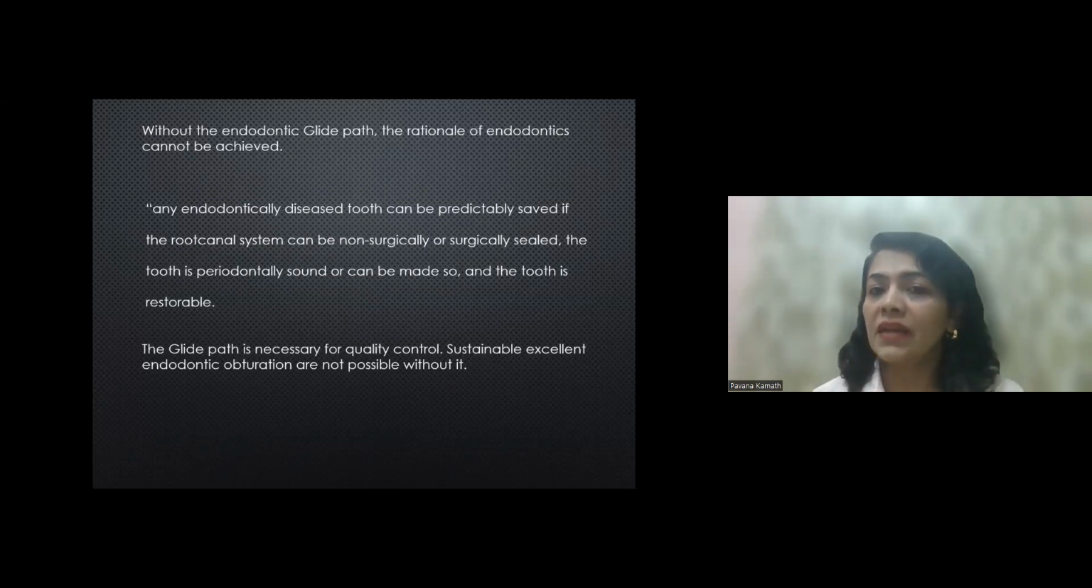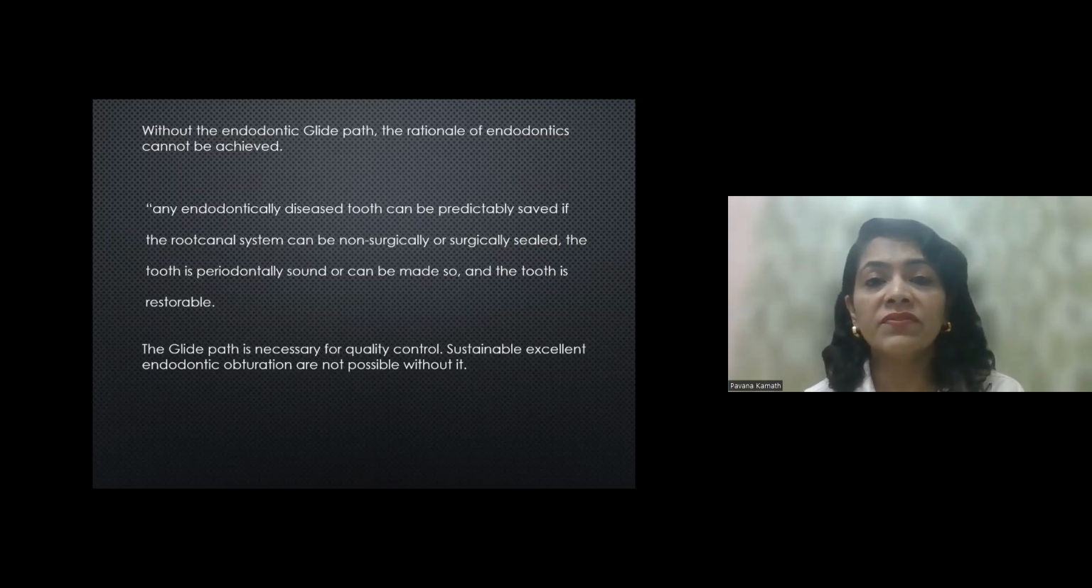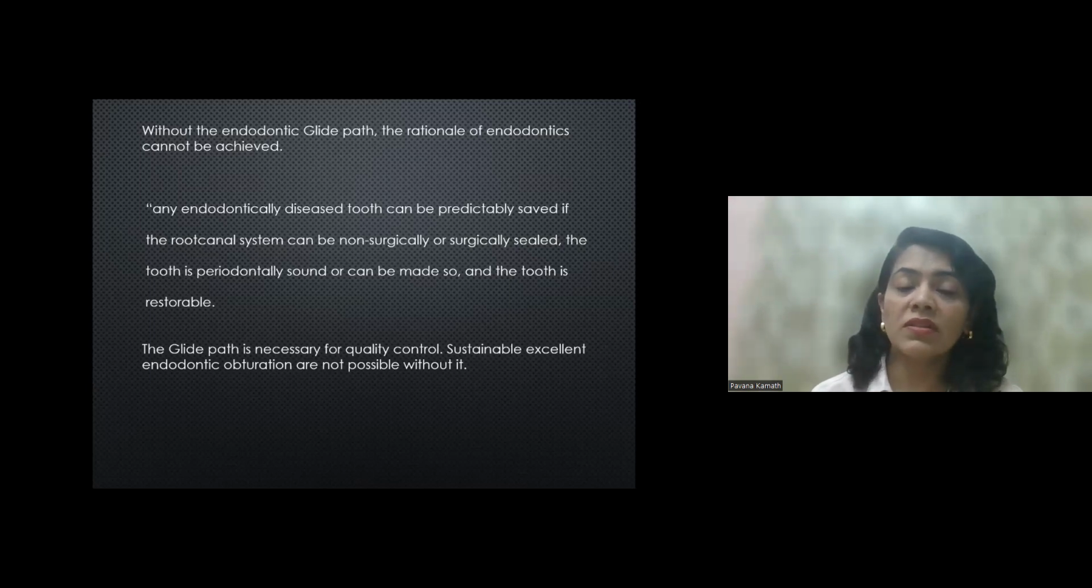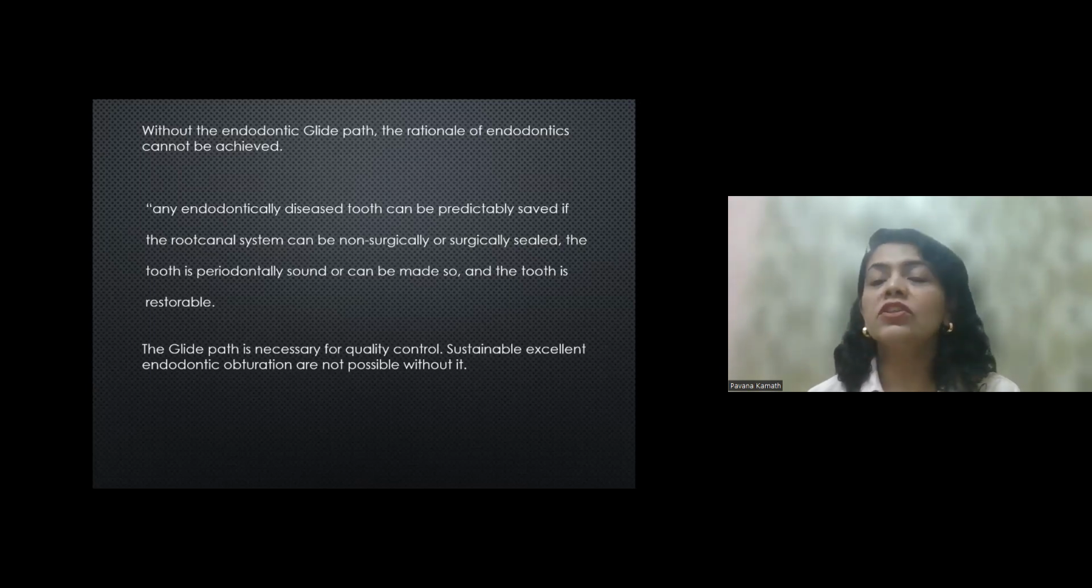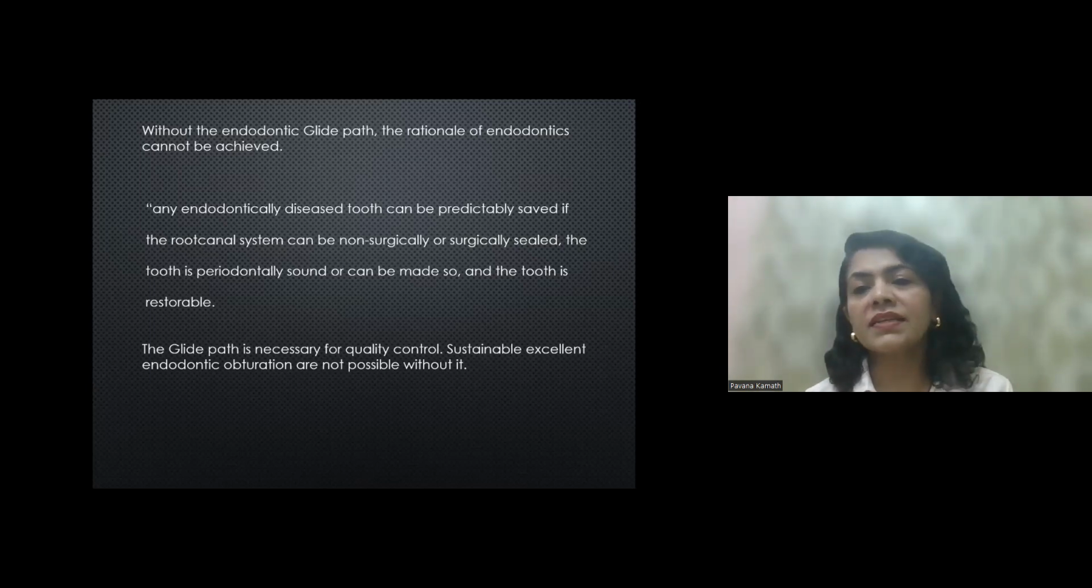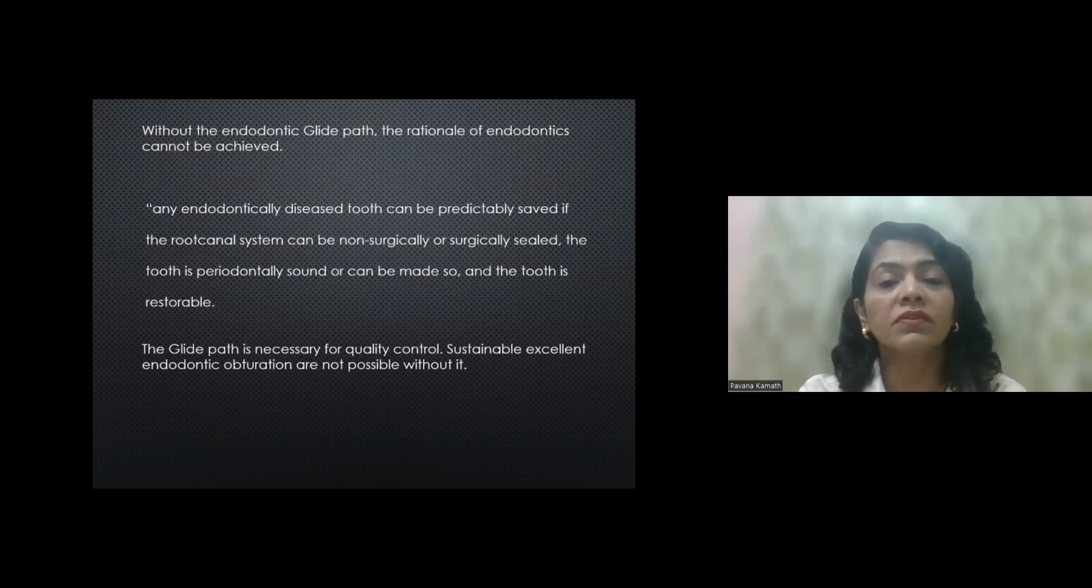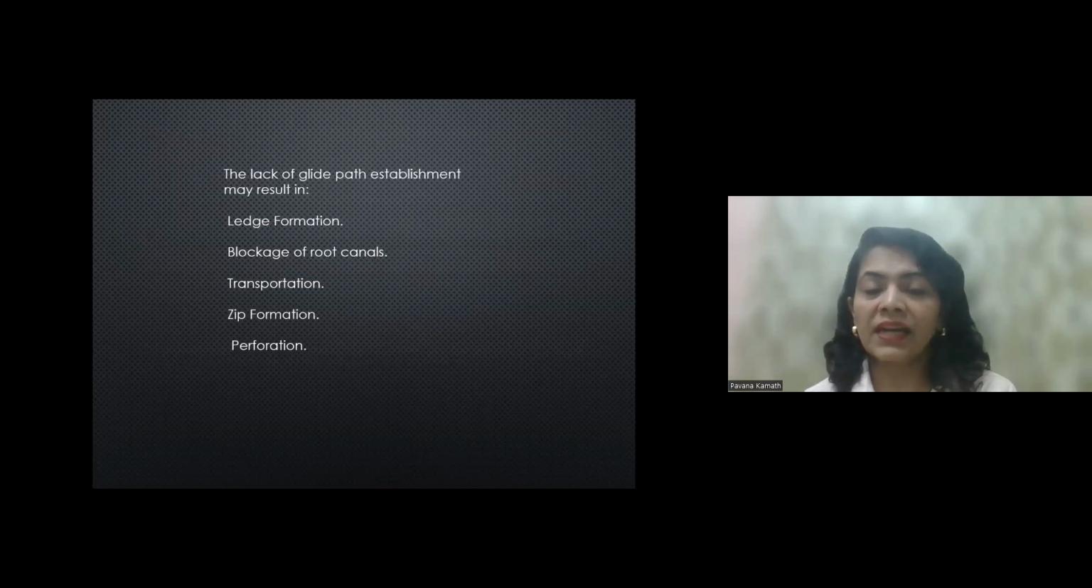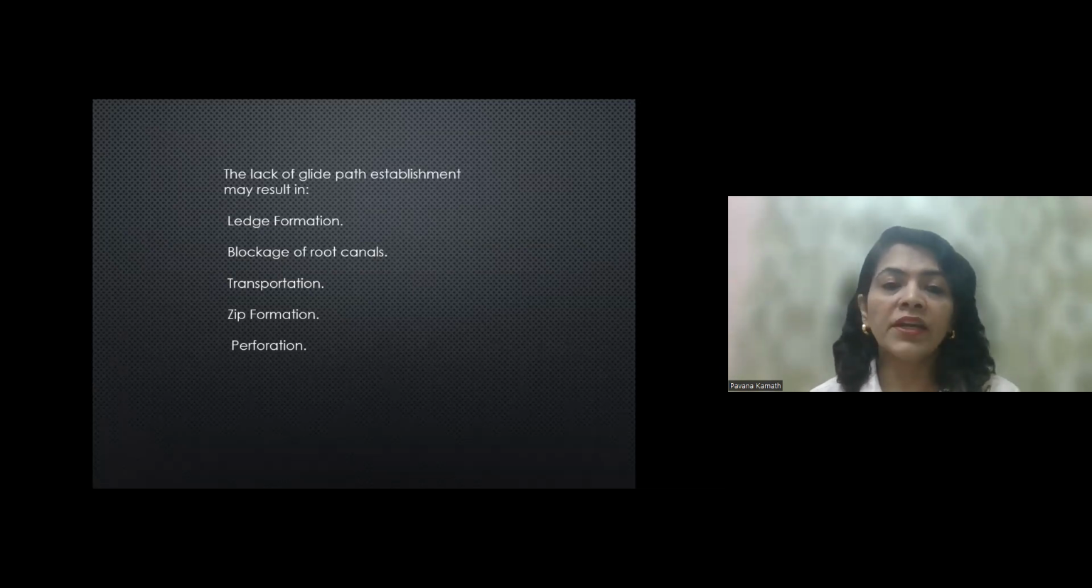So without endodontic glide path, it is not possible to achieve the rationale of endodontics, which is that any endodontically diseased tooth can be predictably saved if the root canal system can be non-surgically or surgically sealed and the tooth is periodontally sound or can be made so and the tooth is restorable. The glide path is necessary for quality control, and sustainable excellent endodontic obturation is not possible without it. And we very well know that lack of glide path establishment may result in ledge formation, blockage of root canals, transportation, zip formation, perforations, and even instrument separation.